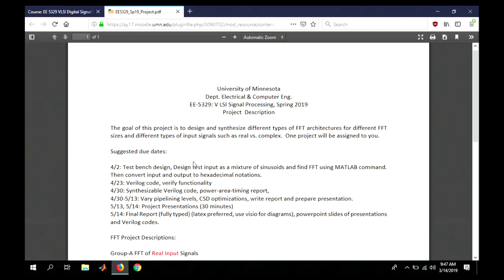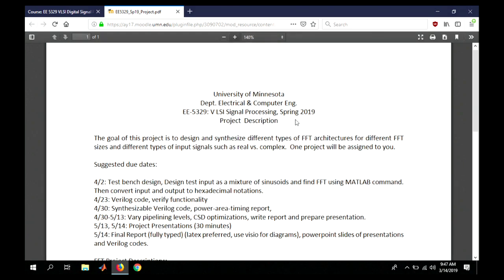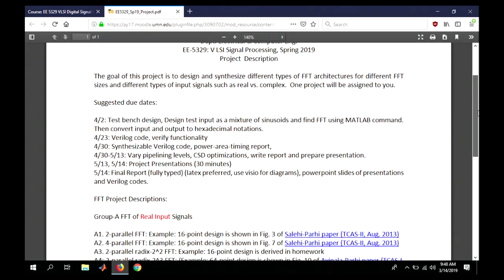So project due dates. Read this carefully. I have listed suggested due dates with the final presentations on May 13th and 14th. Every student will have 30 minutes to present. Anyway, I will talk more about these as we move along.